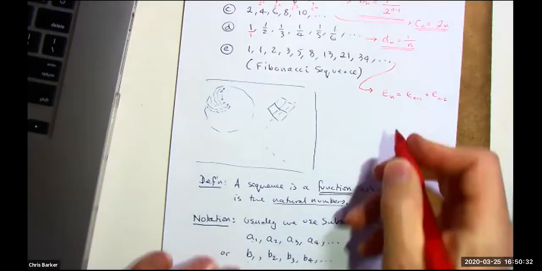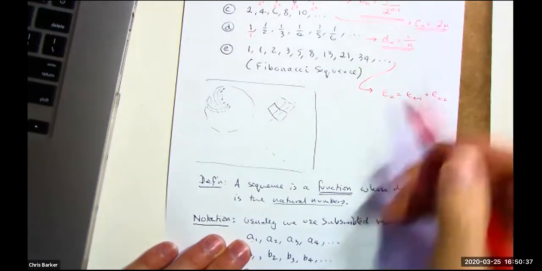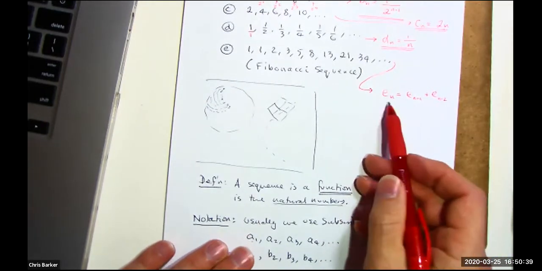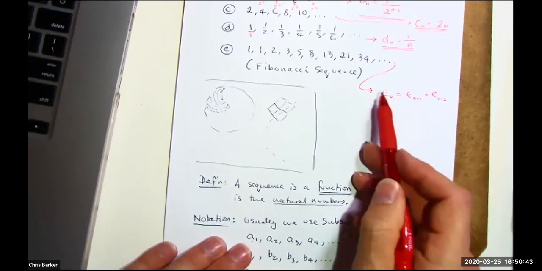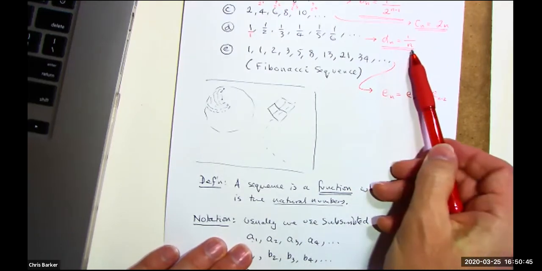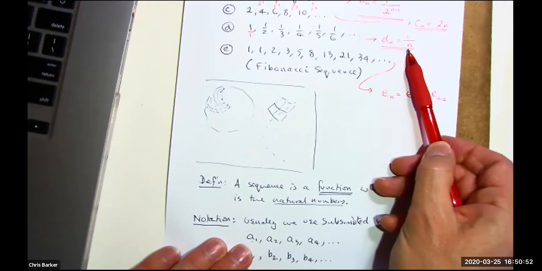Okay, this is called a recursive definition. These up here are explicit formulas, but this is a recursive or implicit formula, because you can't just plug in n and get the answer. Here, if I wanted to know what's the 12th term, all I do is plug in 12 and get 1/12, right? Piece of cake, once you've got the formula.